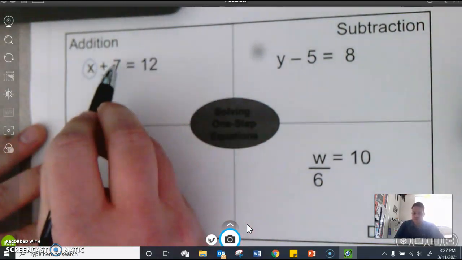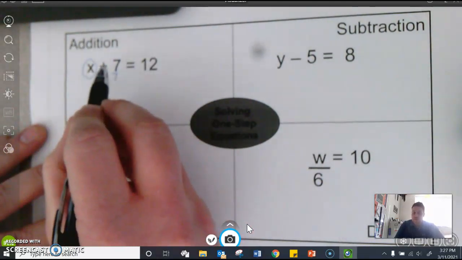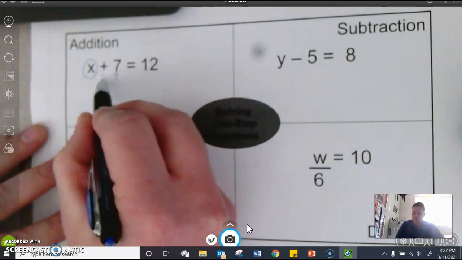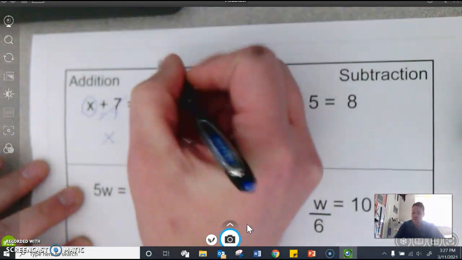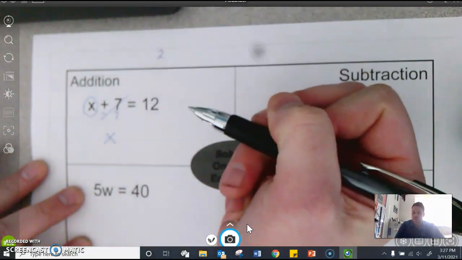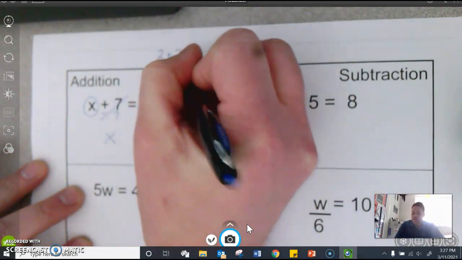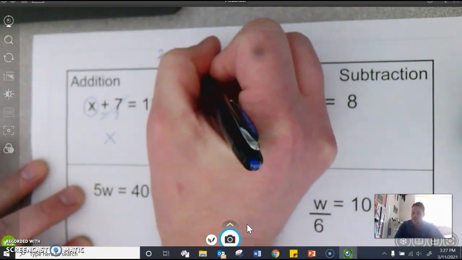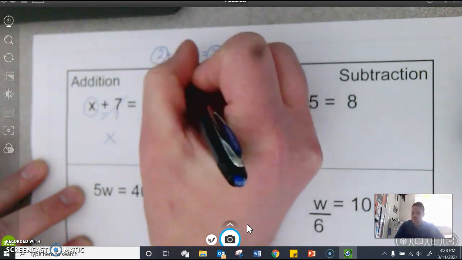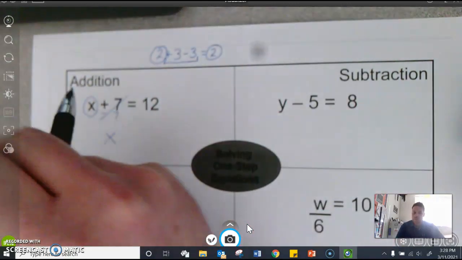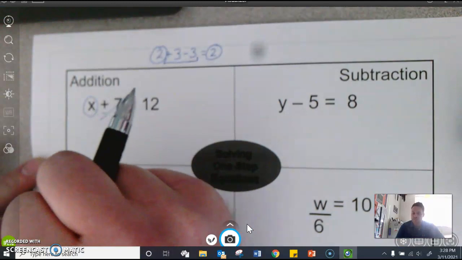If we add 7 and then we subtract 7, they cancel out and we get just back to x. Just like if we had 2 and we added 3, that'd be 5. And if we take 3 away, we're back to 2 again. Okay, so you can see in that example how these inverse operations of addition and subtraction undid themselves.